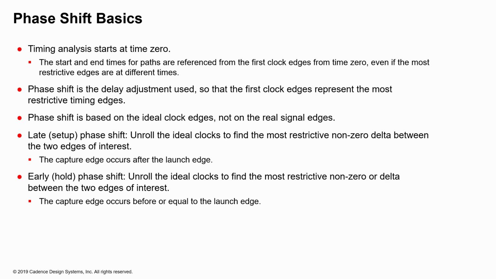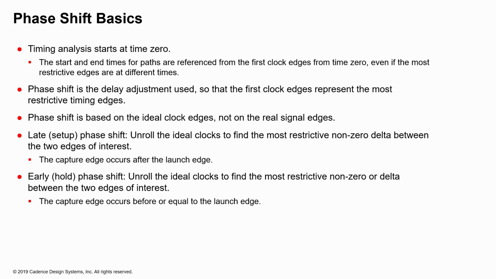It's easier to represent things in launch and capture data, but phase shift makes your timing reports much cleaner and easier to read. So with the phase shift, let's look at how it works. Timing analysis always starts at time zero. So basically, we are pretending that the worst case scenario actually always happens in the very first clock cycle. So even though the most restrictive edges happen at different times, we are bringing that most restrictive edge scenario into the first cycle when you use phase shift.